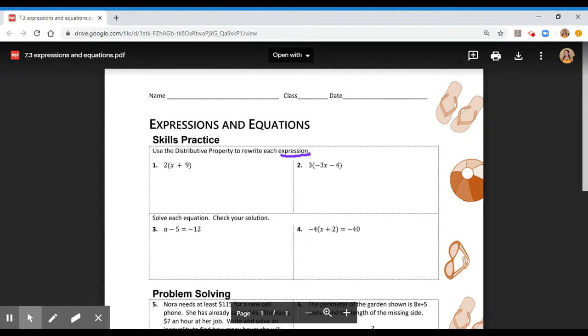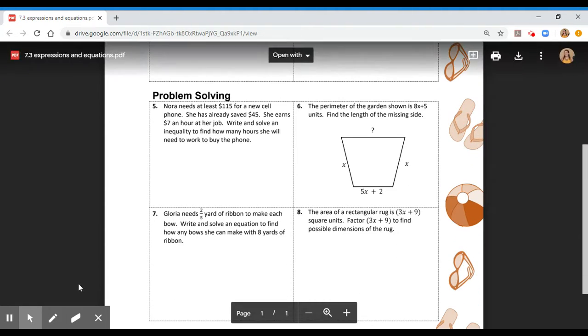So let's see. For problem solving, the problem's on the bottom. I just want to read them out loud, see if I can help you out. Number 5, Nora needs at least $115 for a new cell phone. So that phrase, at least, we already know we're going to probably be working with an inequality. She has already saved $45. She earns $7 an hour at her job.